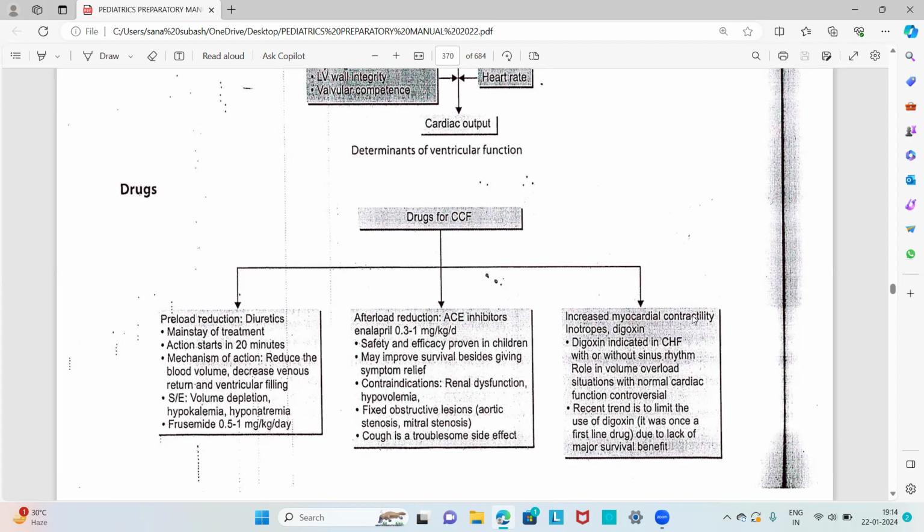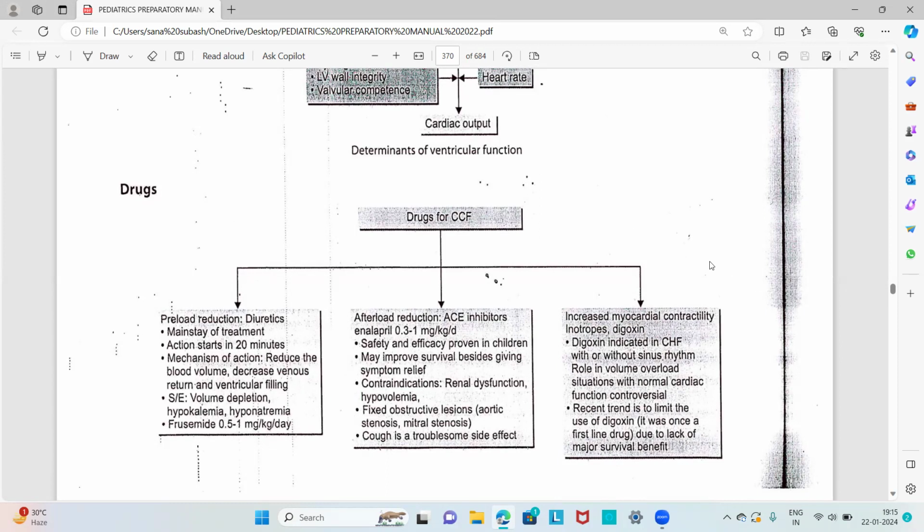Then another drug group causes increased myocardial contractility, and thereby increases the function of the heart: inotropes and digoxin. Digoxin is indicated in congestive heart failure with or without sinus rhythm; its role in volume overload situations with normal cardiac function is controversial. The recent trend is to limit the use of digoxin due to the lack of major survival benefits. So increased myocardial contractility is achieved by inotropes and digoxin.